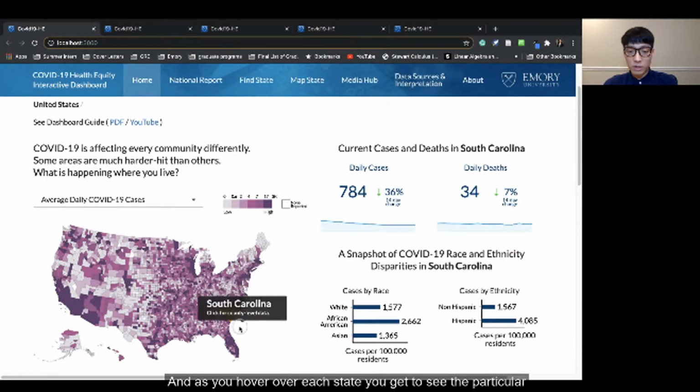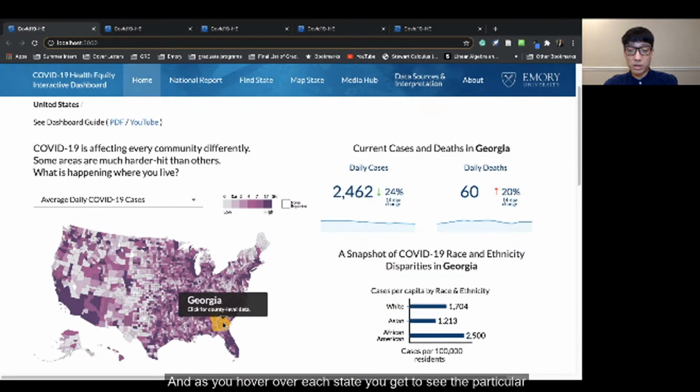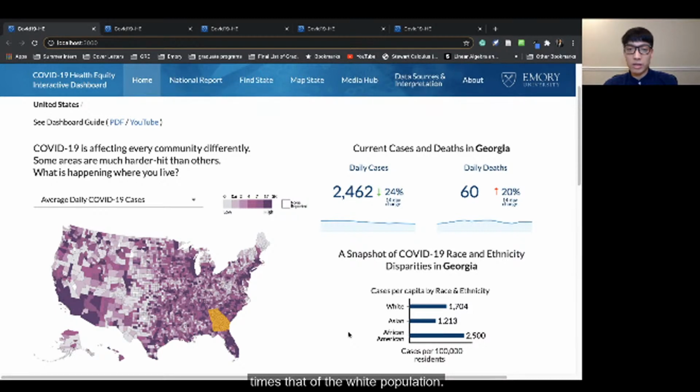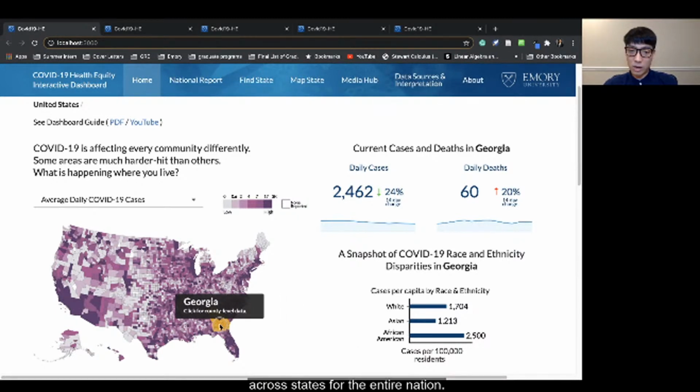And as you hover over each state, you get to see the particular cases per capita and health disparity within your state. Now, in this case, for Georgia, you can tell that the African American population has been particularly harder hit, almost twice that of the Asian population and 1.5 times that of the white population. Now, this allows you to quickly compare across states for the entire nation.